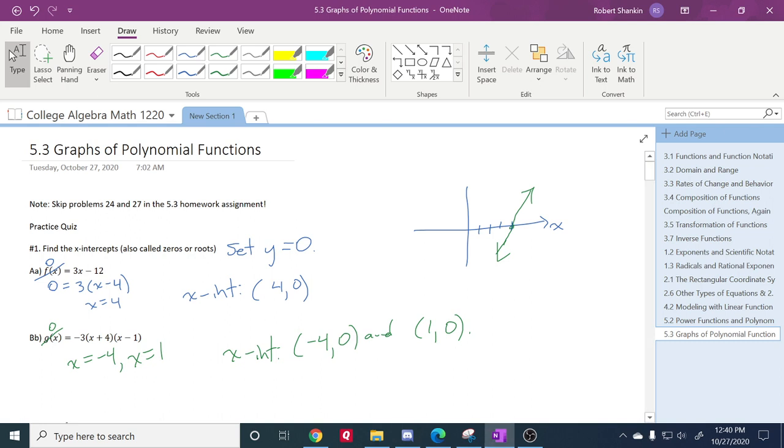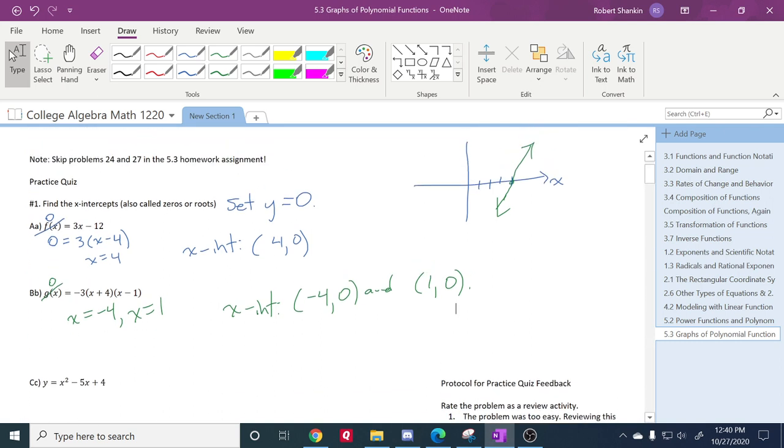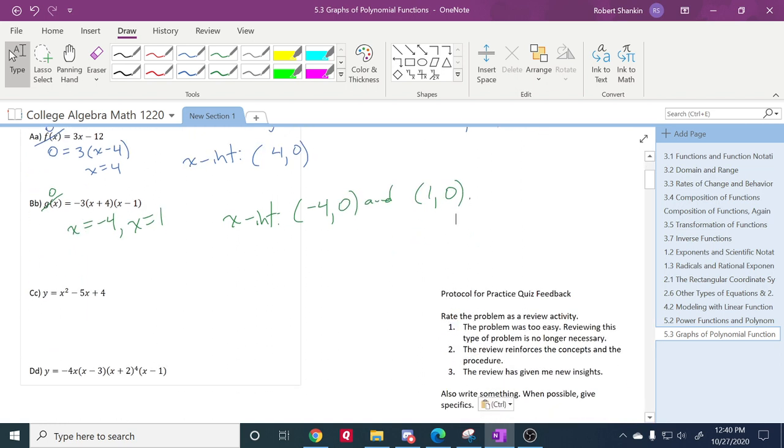And let's go to C. Find the x-intercept again for part C. Let's put D up there as well. Find the x-intercepts for both of those.